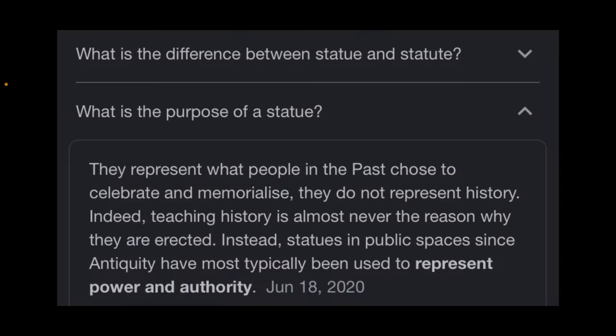So right here, now we're gonna get into definitions. So pay close attention to what I'm saying and read this on the screen, all right? Okay, so this says, what is the purpose of a statue? And this says they represent what people in the past choose to celebrate and memorialize. All right, so case in point, it's celebrated because this is what people in the past chose to celebrate and memorialize, right? Celebrate is based around the word celebrity, which was created around the 1920s or so, all right?